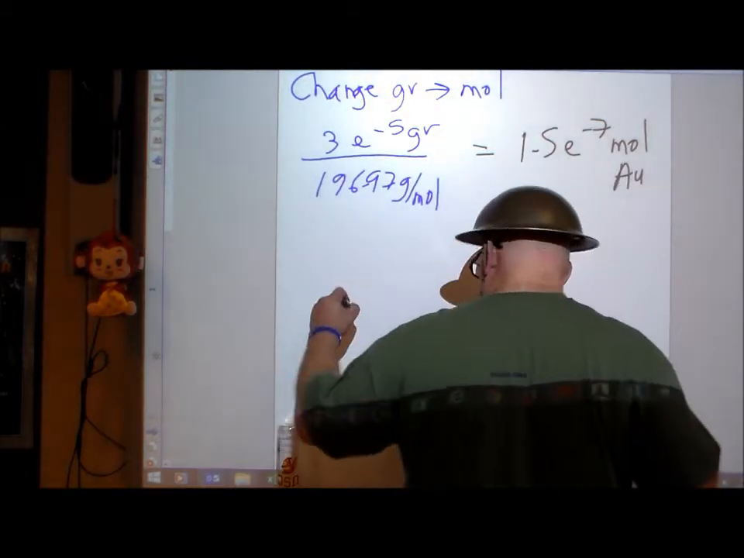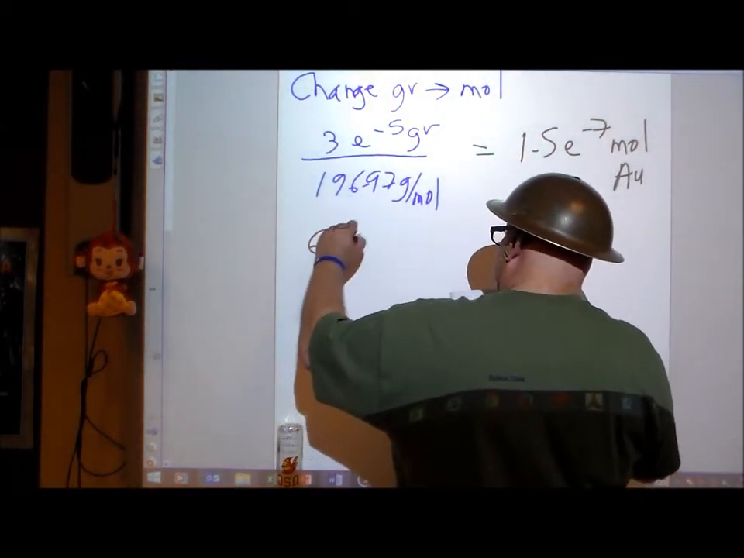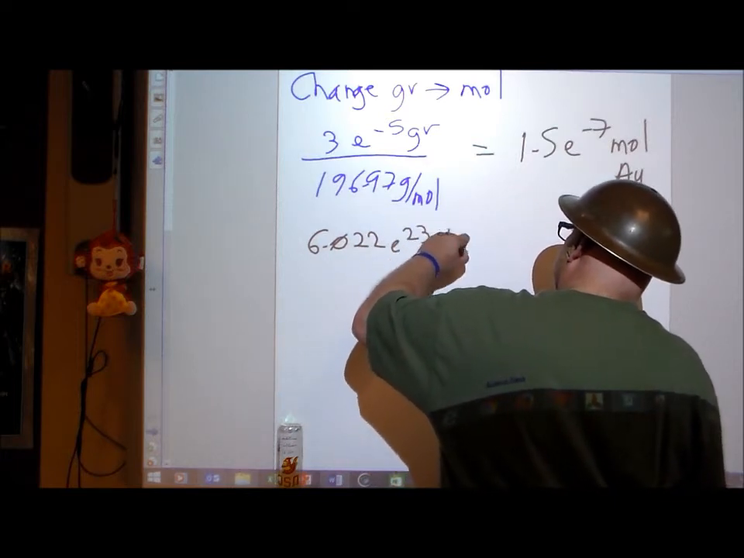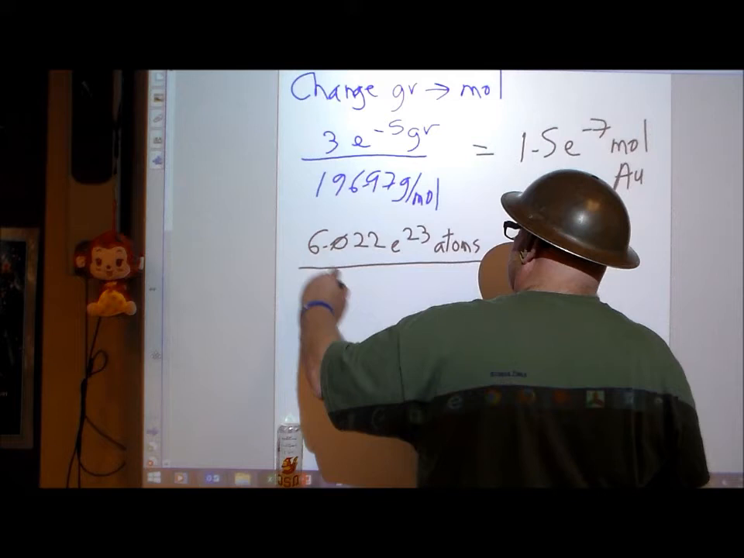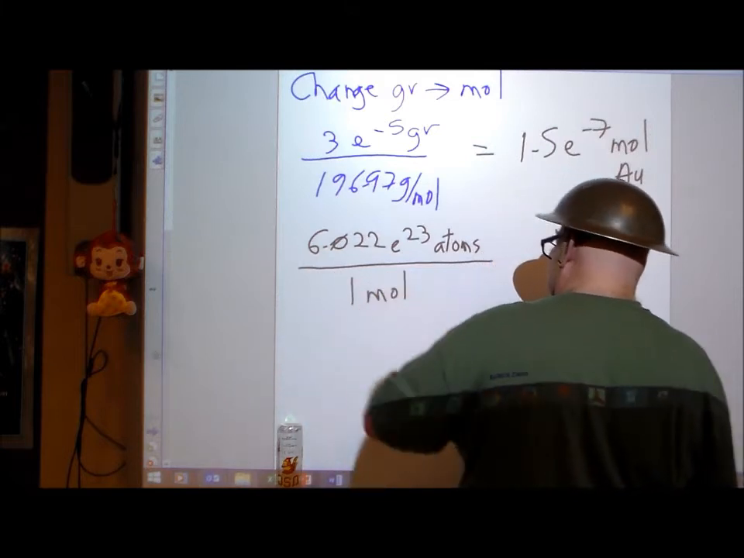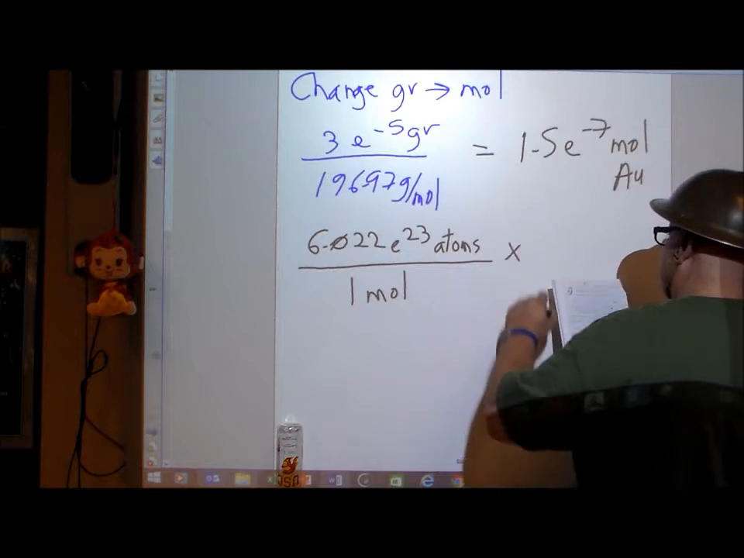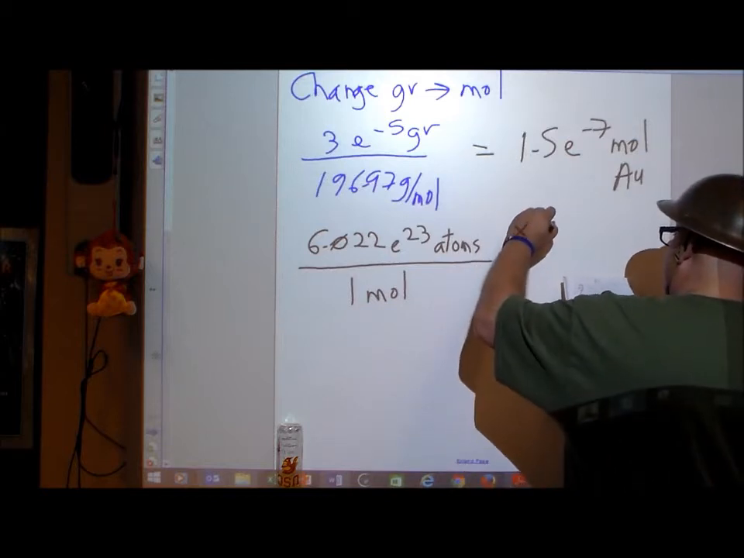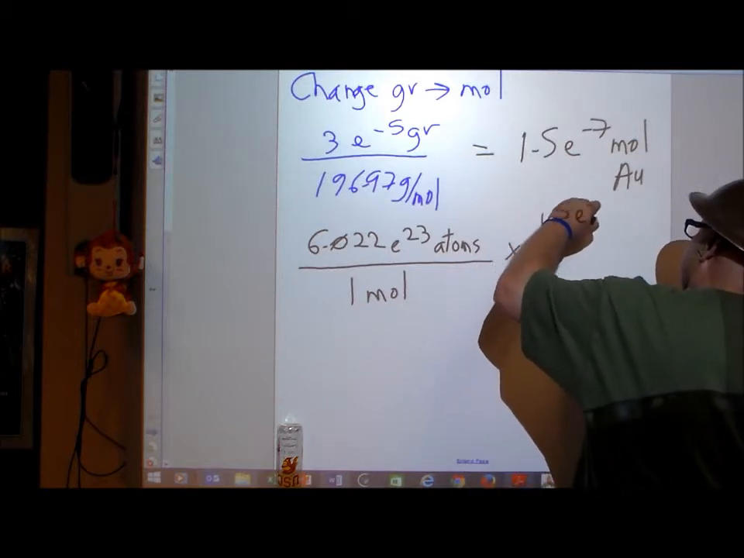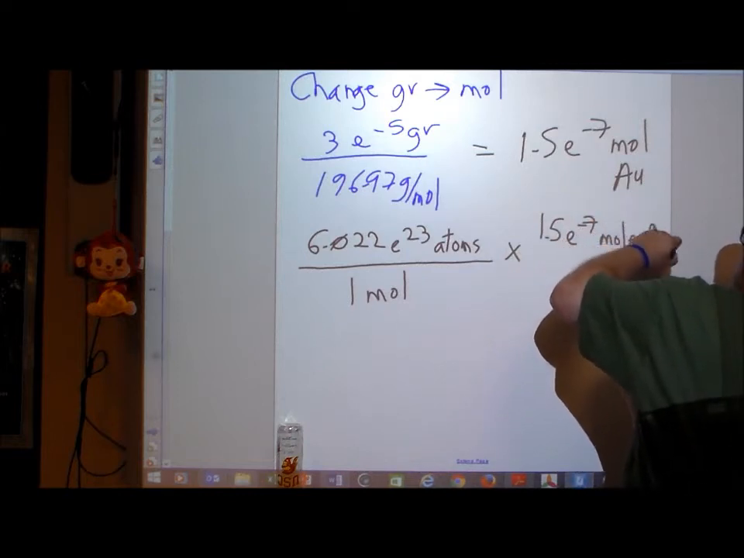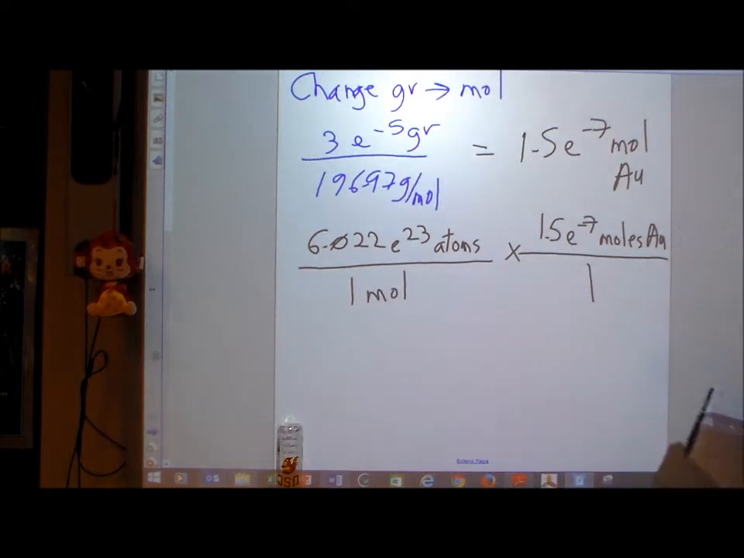Well, we know that there is 6.022 e to the 23rd atoms to 1 mole, correct? We know that. And what we're going to do is multiply by the 1.5 e to the minus 7th moles of gold over 1.